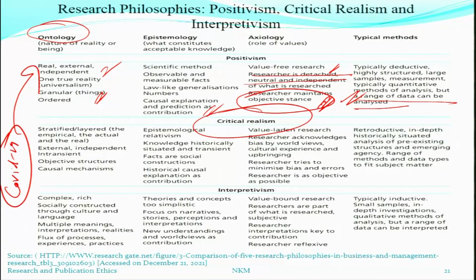Then of course it also talks about the external, independent and intransient. So it is an objective kind of realism that independently exists outside of the mind, but still it has three levels of reality. We discussed the empirical, the actual and the real. And then it has objective ontological structures, and again we can talk about causal mechanisms in this kind of critical realism research perspective.